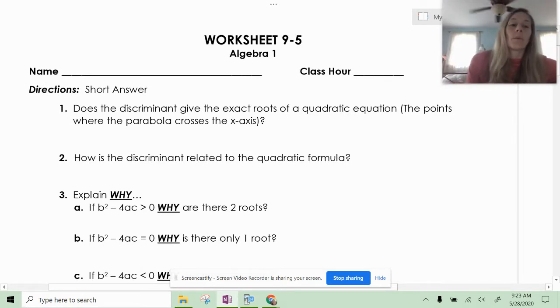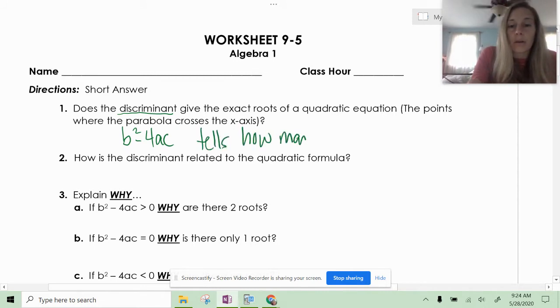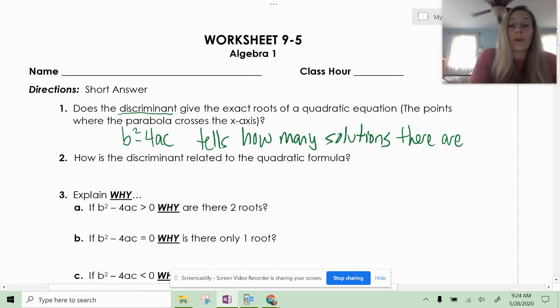So first of all, does the discriminant give the exact roots of a quadratic equation? The points where the parabola crosses the x-axis. So we know that a discriminant, which is just b squared minus 4ac, tells how many solutions there are. But it doesn't tell you what the solutions are, it just tells you how many solutions there are. To find the actual solutions, then you would have to complete the quadratic formula.